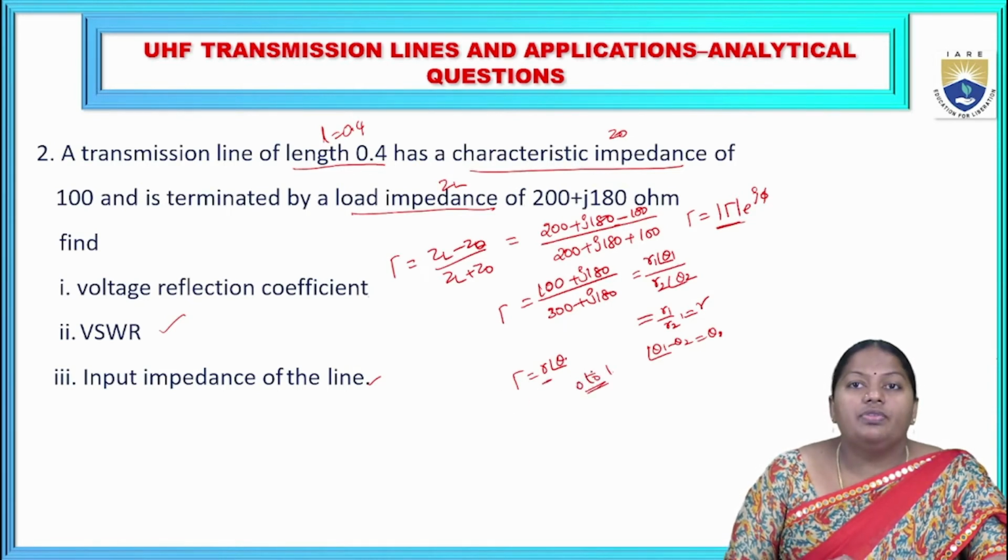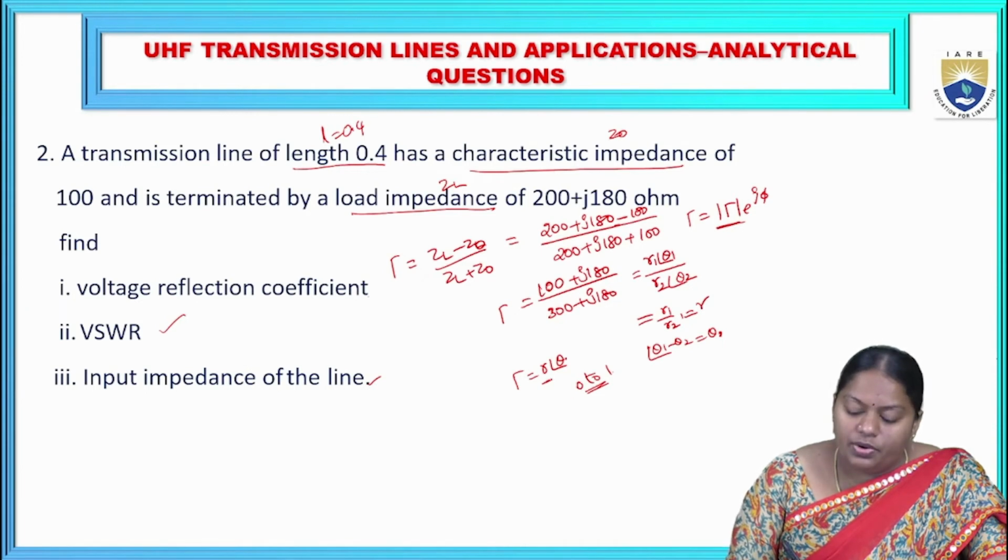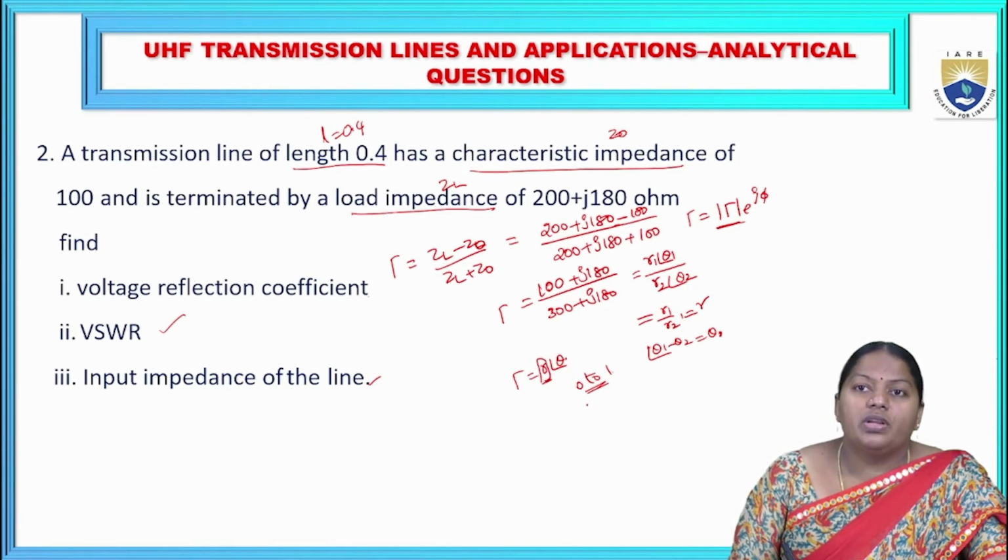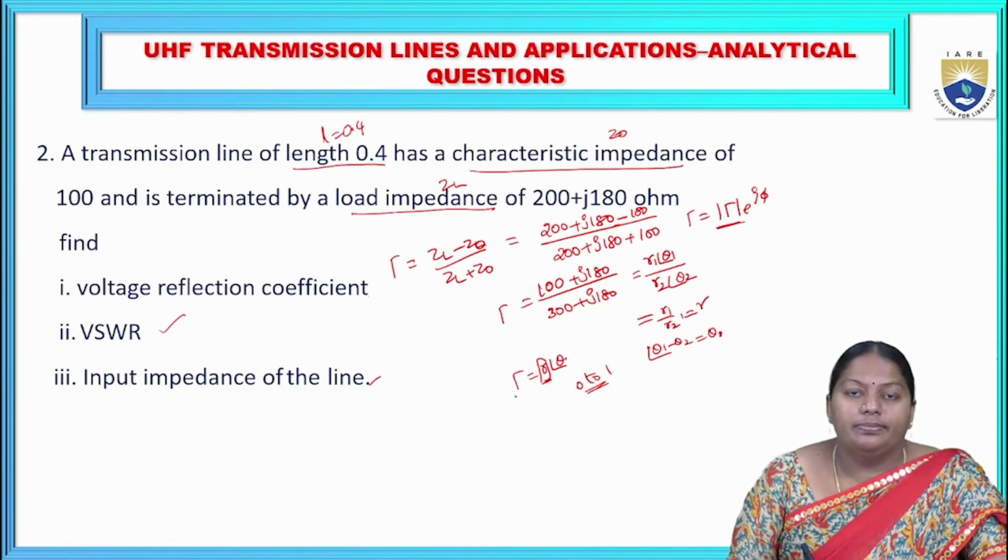Why? Because the reflection coefficient gamma varies in the range of 0 to 1 only. So from this, you are supposed to consider the magnitude obtained in the range of 0 to 1 as the value of gamma.